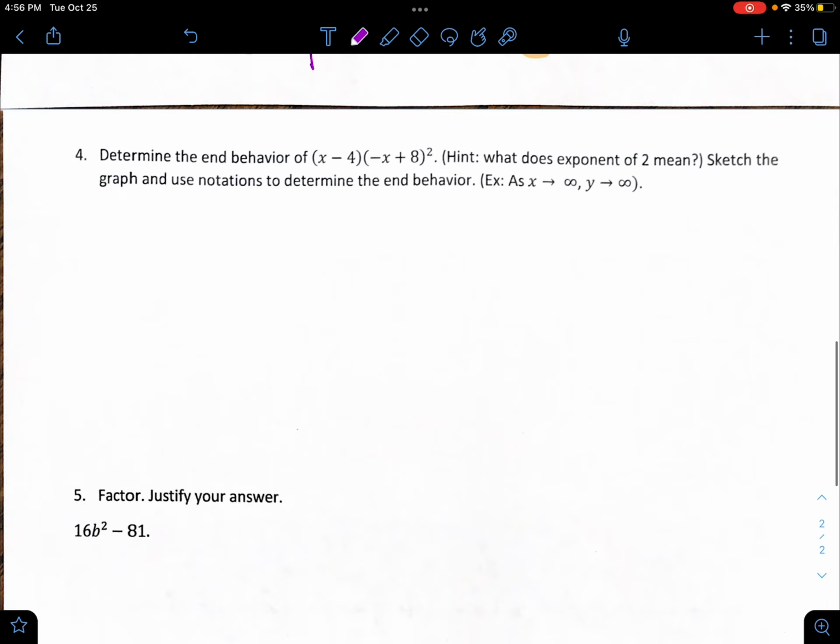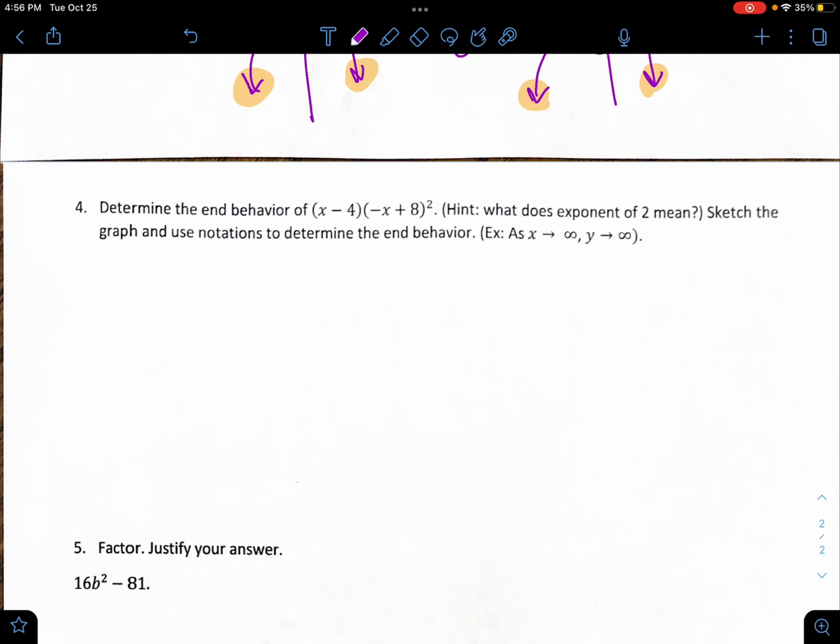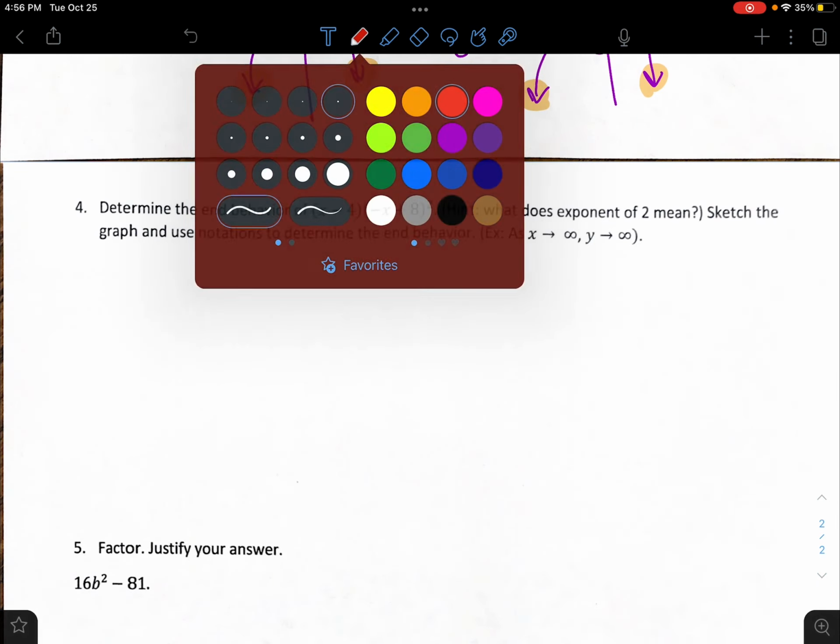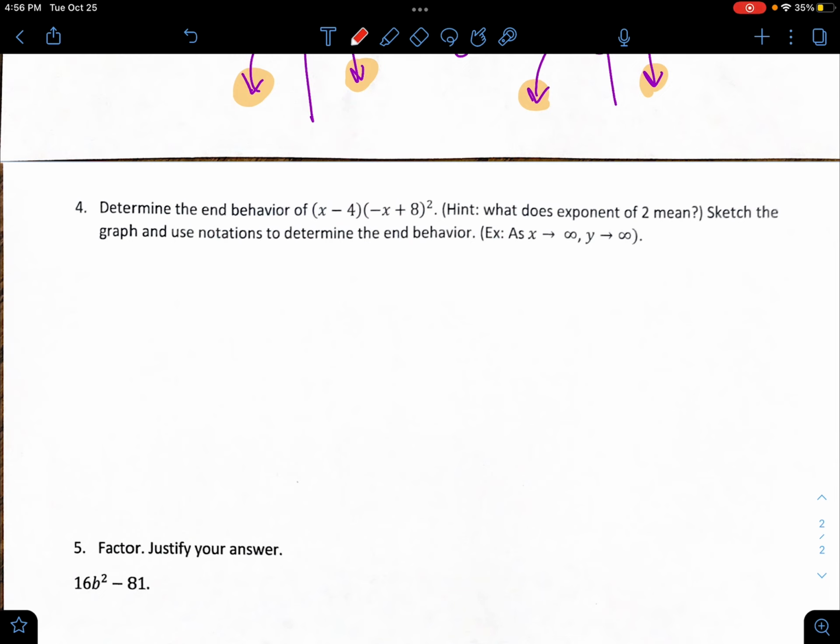All right, number 4. So there's actually a question here that I forgot to put. First, find the zeros. Remember, first thing you do here is, so our initial is to find the end behavior. But I forgot to put find the zeros. So first you expand.